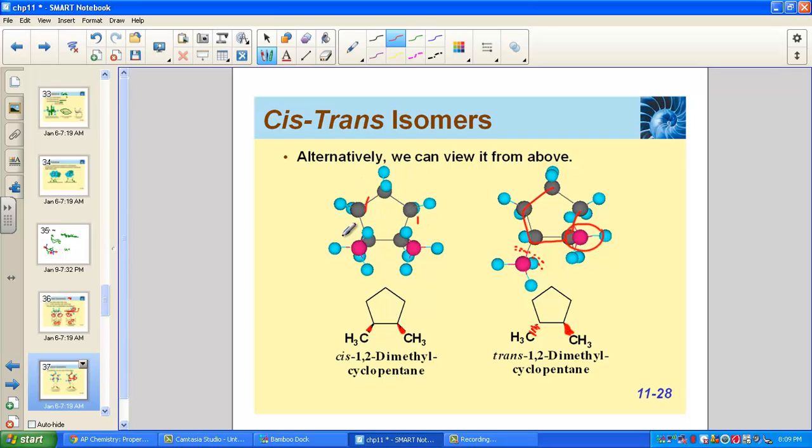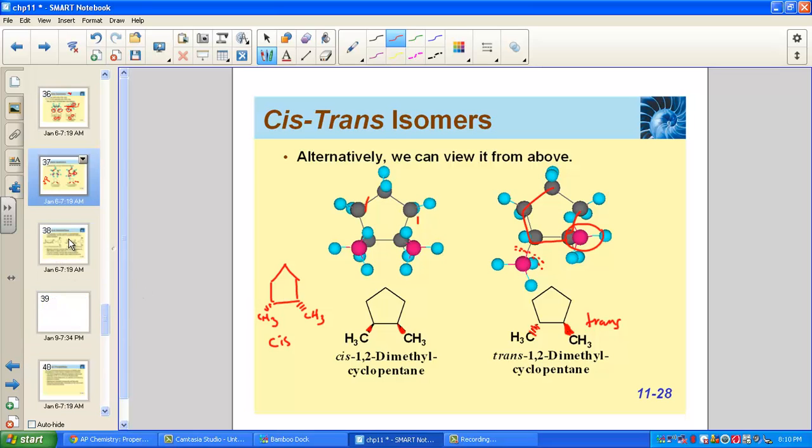If I took this molecule and just turned it upside down, it'd still be cis, but I'd have them both underneath the plane, so that could be represented with dashed lines for both. If both are dashed lines, cis. If you have one dashed and one solid wedge, you know that they're on opposite sides of the plane of the cyclic structure. We know that to be trans.